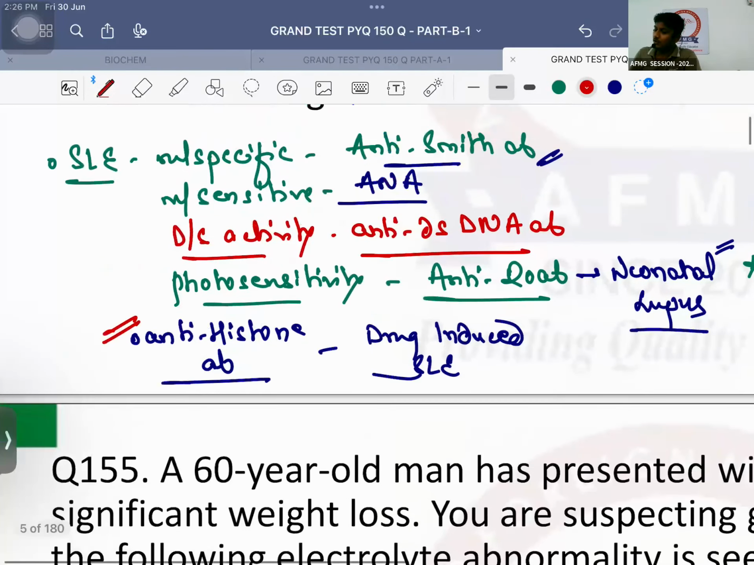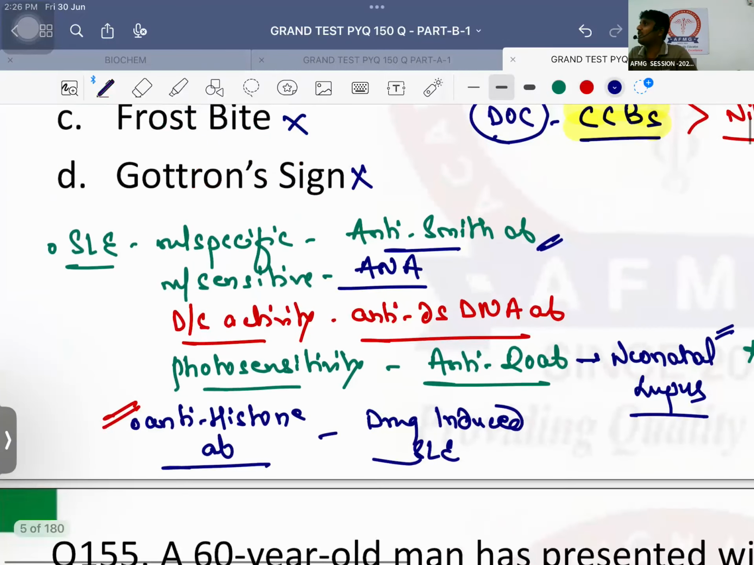In SLE, because it is a multi-system disease, it can involve many systems. The most common and earliest system affected is the musculoskeletal system. That is why the most common symptoms will be arthralgia, that is joint pain, and myalgia, that is muscle pain. The patient comes to you with this. Now arthritis is not a diagnostic criterion for SLE. It is only synovitis. Arthritis is not needed to diagnose SLE. That's the important thing.